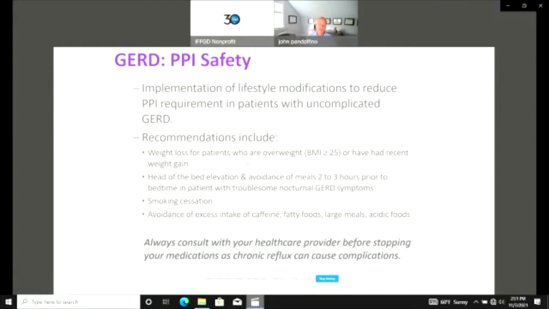But that being said, smoking can make reflux worse, and we should look for that. And then of course avoidance of excess intake of caffeine, fatty foods, large meals, and acidic foods that trigger your reflux. I will tell you that I do not expect all of my patients to avoid all of these particular foods, because I don't want to destroy their quality of life by making them too focused on all the foods that can cause reflux, and they really only target the actual foods that trigger their symptoms.